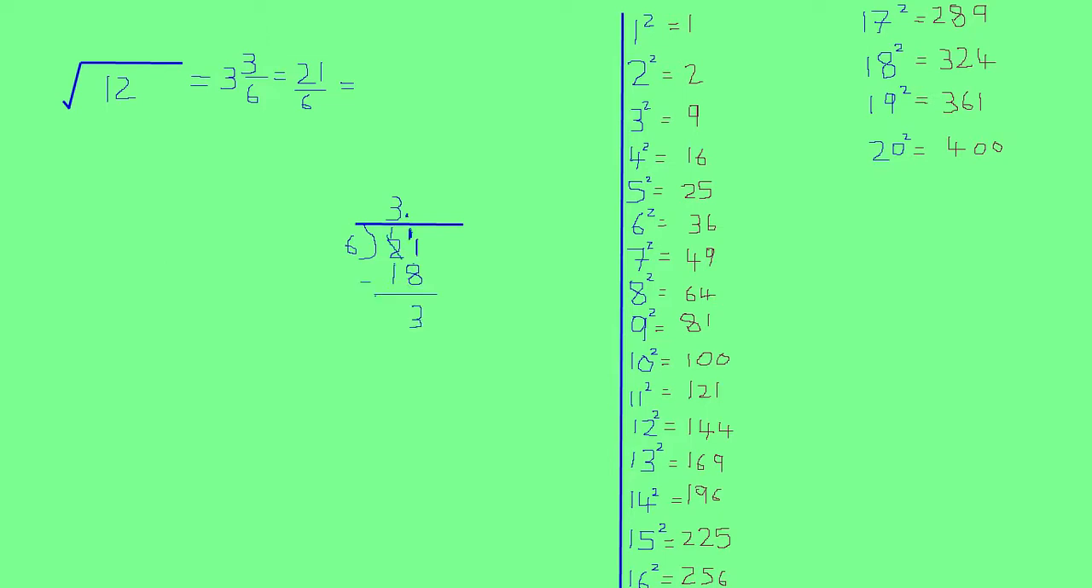We put a 0 as a placeholder to work out the decimals. So 6 divides into 30 equals 5. So our answer is 3.5. If you should try this in your calculator, you get 3.46, and if you round it off to one decimal place, you get 3.5.